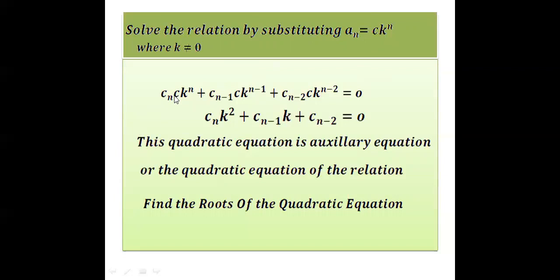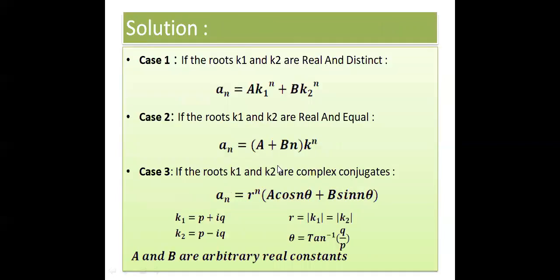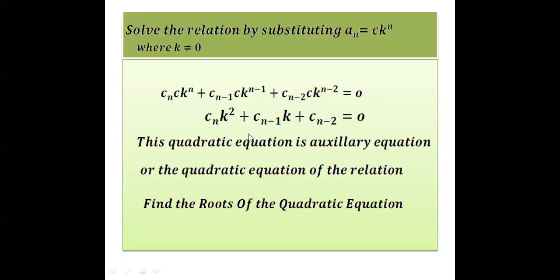If I take c common and k^(n-2) common, we get c_n k^2 + c_{n-1} k + c_{n-2} = 0. This quadratic equation is known as the auxiliary equation or characteristic equation of the recurrence relation. Simply find the roots of this quadratic equation.